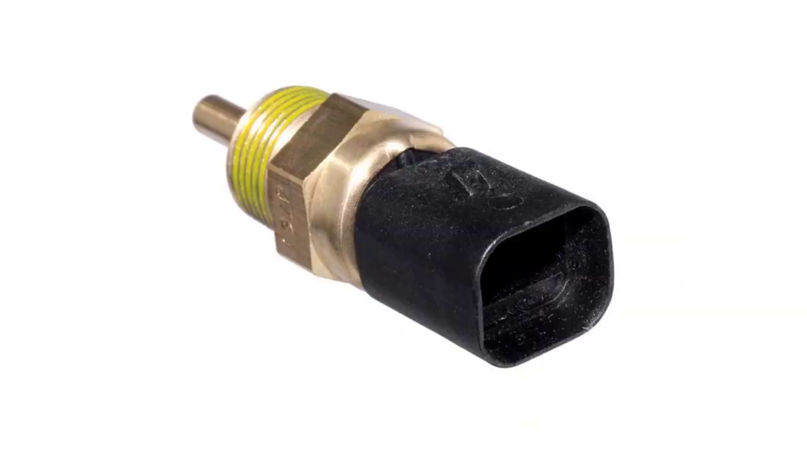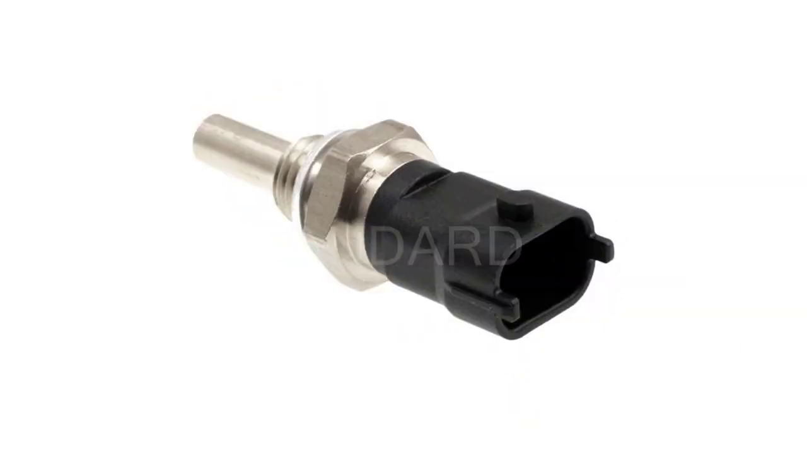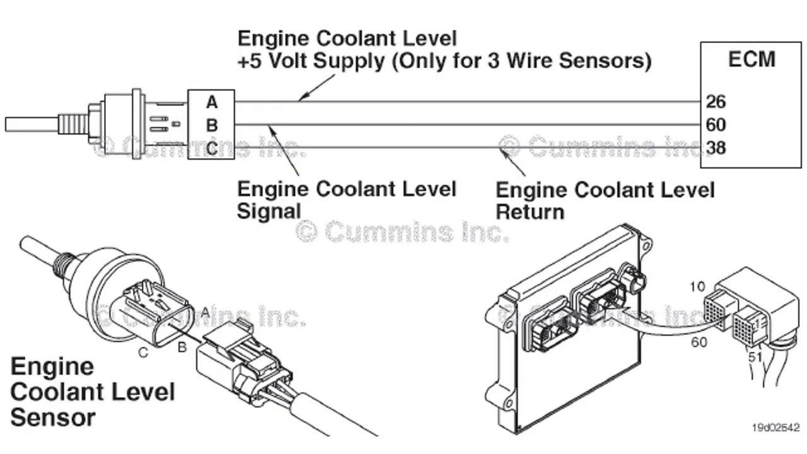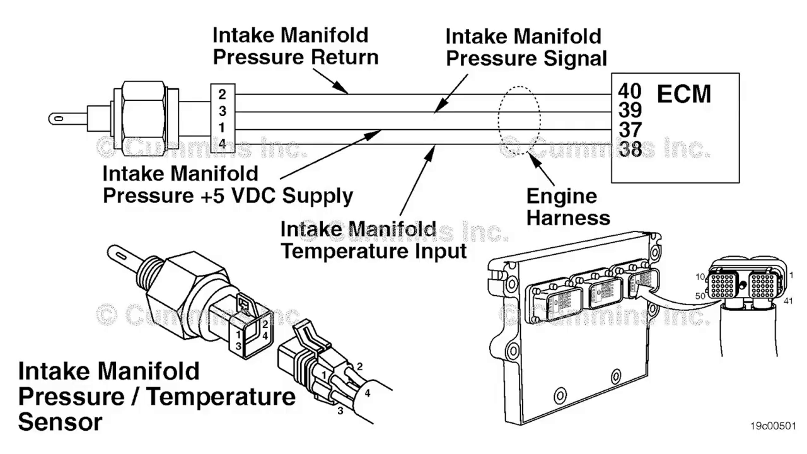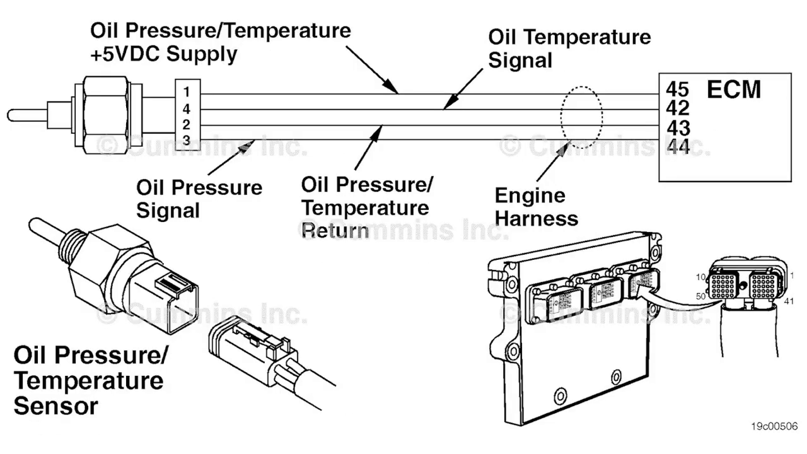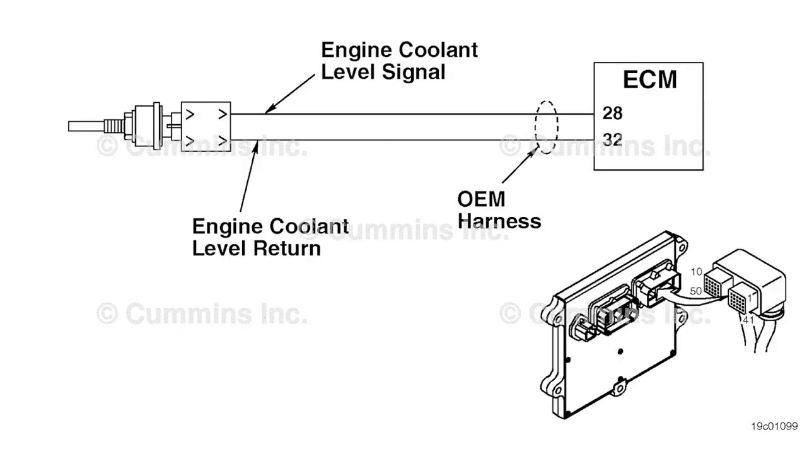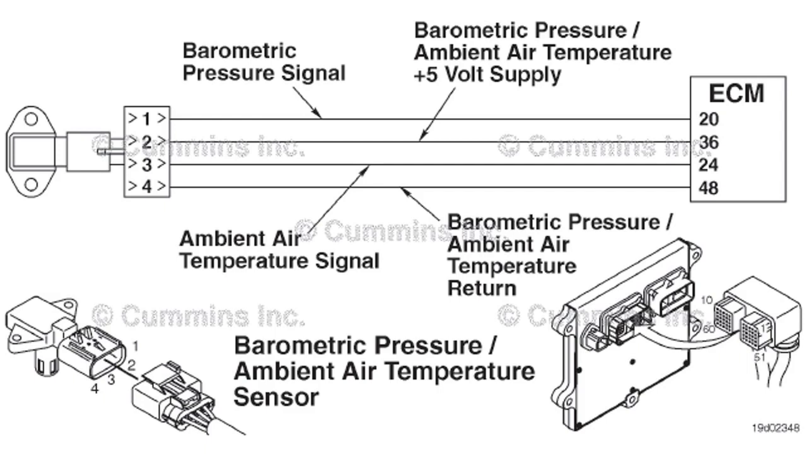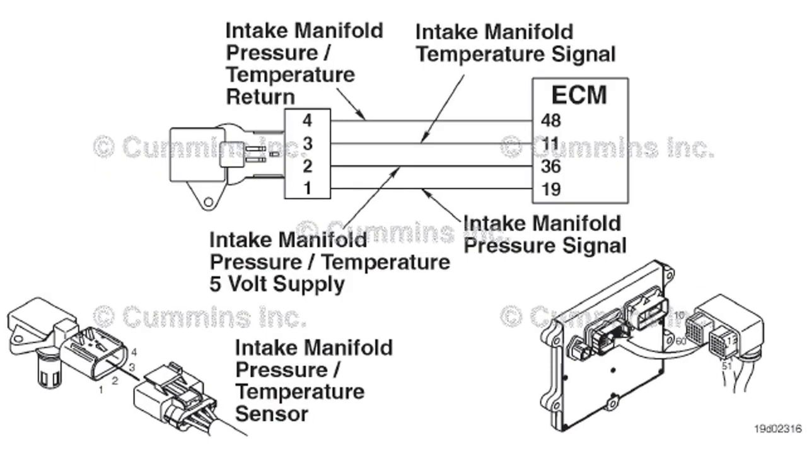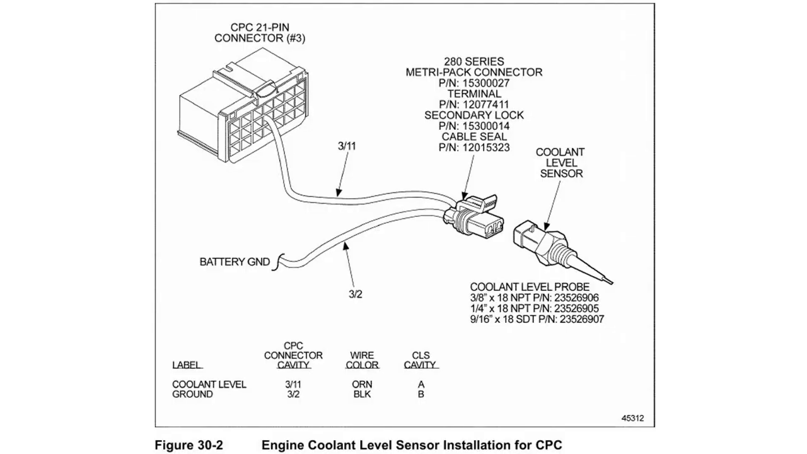Symptoms and causes. SPN 1180 and FMI 0 are diagnostic trouble codes, DTCs, that are related to engine oil pressure. Here are the possible causes and symptoms. Causes: low engine oil level or pressure, faulty oil pressure sensor, clogged oil passages or filters, damaged oil pump, faulty engine control module, ECM. Symptoms: illuminated check engine light, low oil pressure warning light or message.